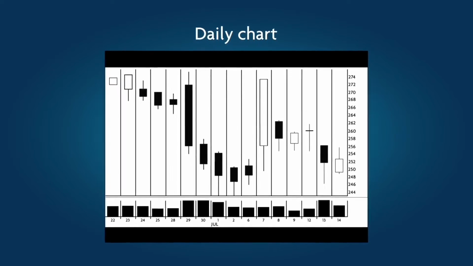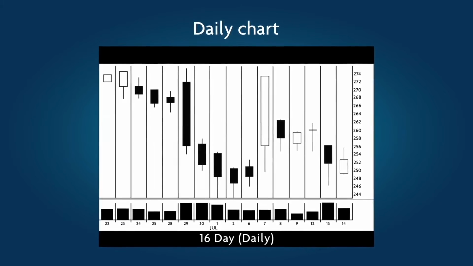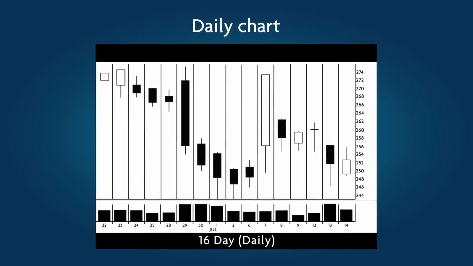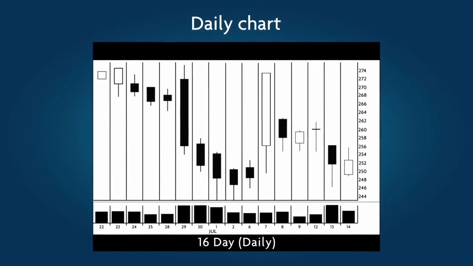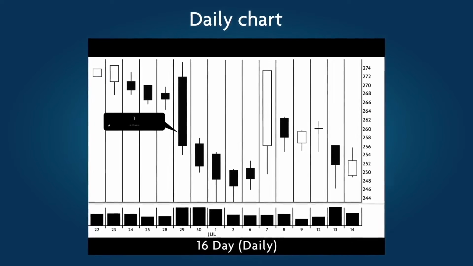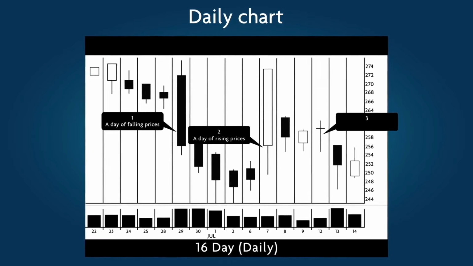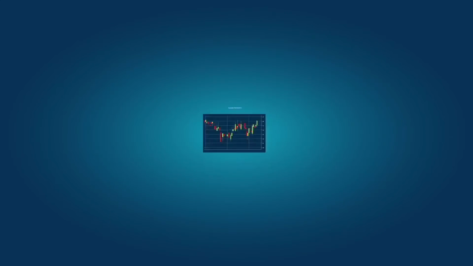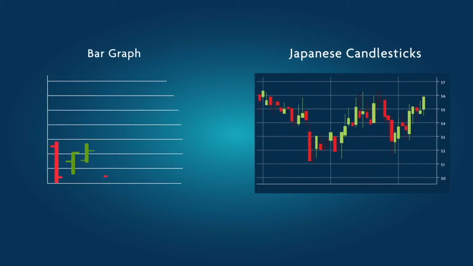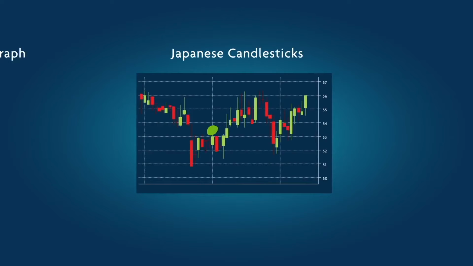That is, a chart showing daily price intervals for a period of 16 trading days. Each candlestick, or candle for short, represents one entire day of trade. In this example, we have labeled 3 different types of candles. 1. A day of falling prices. 2. A day of rising prices. 3. A day of no change. At first glance, Japanese candlestick charts appear to be a bit more complicated than simple bar graphs. However, they are really quite simple.